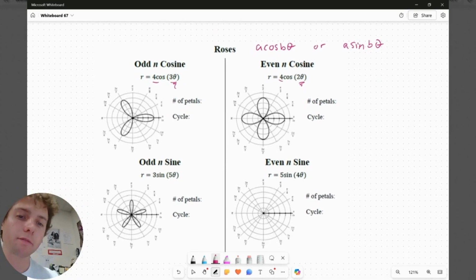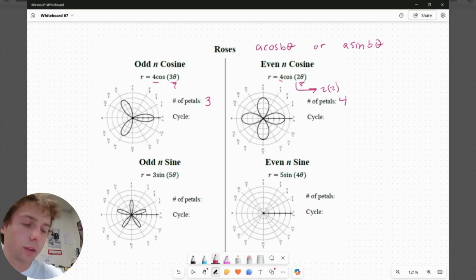Well, depending on the value of b, the value next to theta, that determines the amount of petals, and the amount of petals also tells you the cycle that you are looking at. Whenever you have an odd multiplier, what we know is the amount of petals is always the same. But whenever you have an even multiplier, this value of 2 here, it's always going to be doubled. Remember, to double something, you're simply multiplying it by 2.